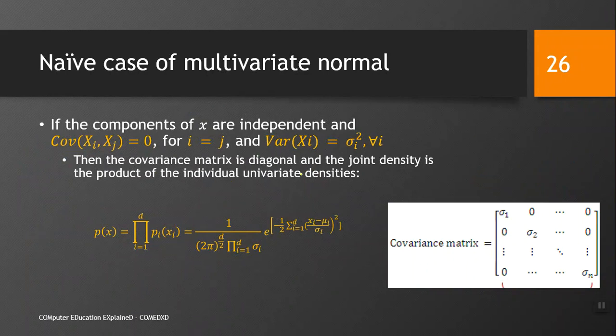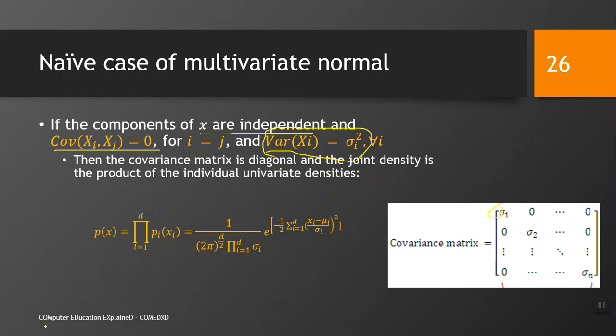If the components of x are independent and the covariance of x and y is 0, of course, if all the features are independent, for example, if there are two features i and j and they are independent of each other, then their covariance is 0 for i ≠ j, and their variance is given with the help of this, right, like this. Then the covariance matrix is diagonal and the joint density is the product of the individual univariate densities.